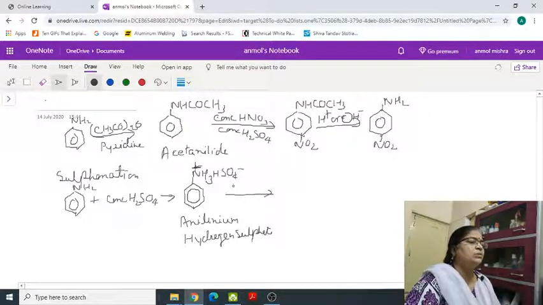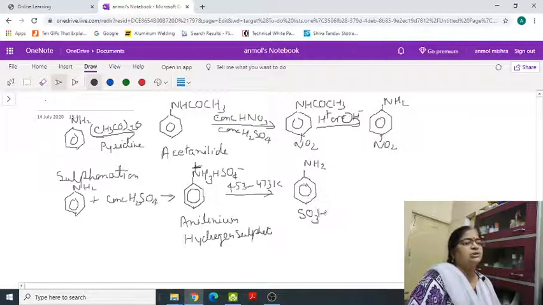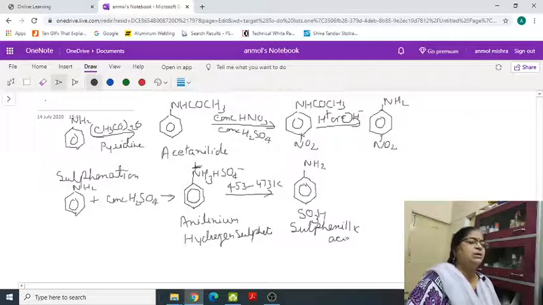Now this, at 453 to 473 Kelvin, undergoes proton transfer. When it is heated, it forms NH2 C6H4 SO3H. It is called sulfanilic acid.